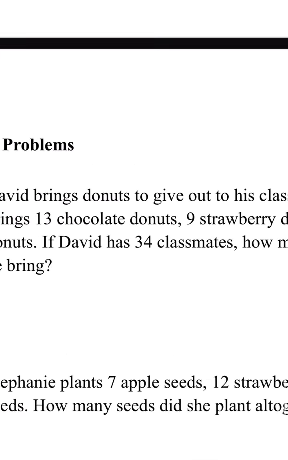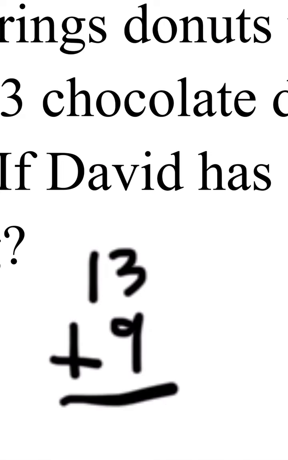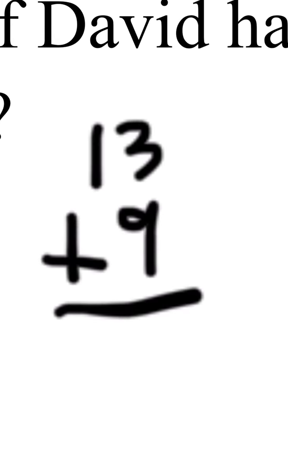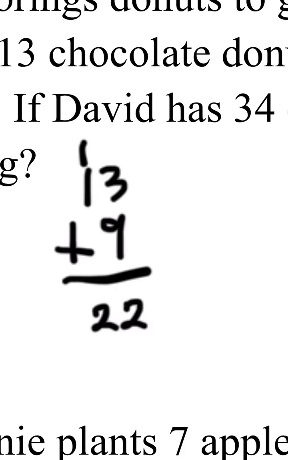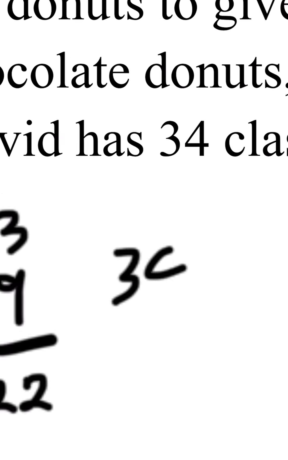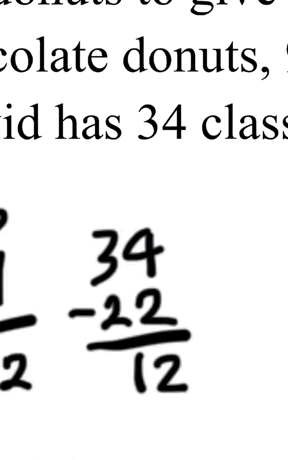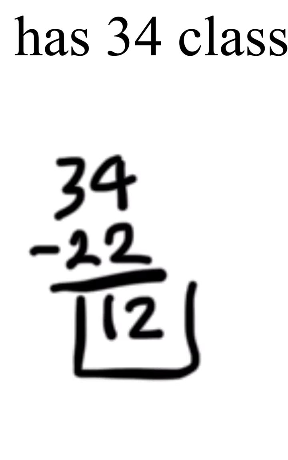So we need to first add 13 and 9, which is 22. And now we need to subtract 22 from 34, which is 12. So 12 is the answer for number one.